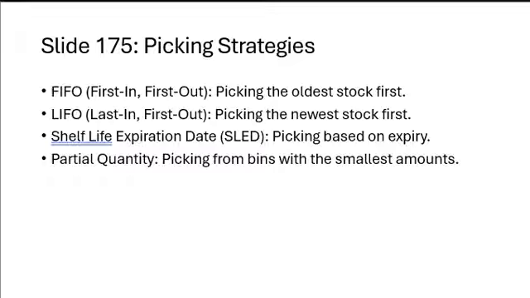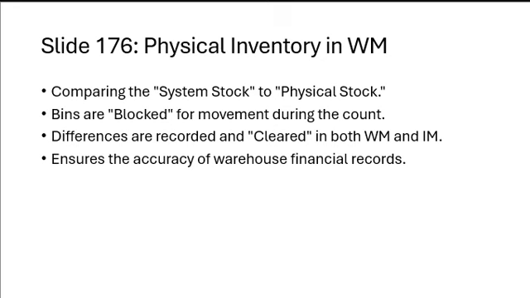Partial quantity strategy. This is to pick the bins with the smallest amounts. So strategies will ensure correct material selection during picking. Picking accuracy improves customer satisfaction and production flow.